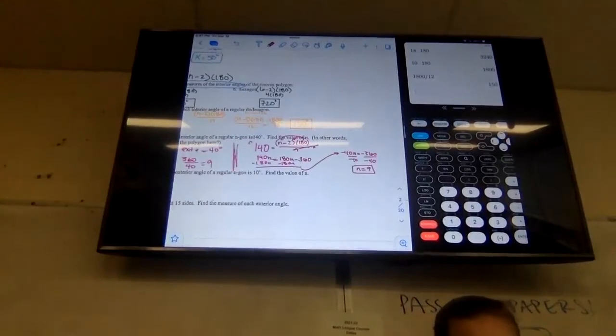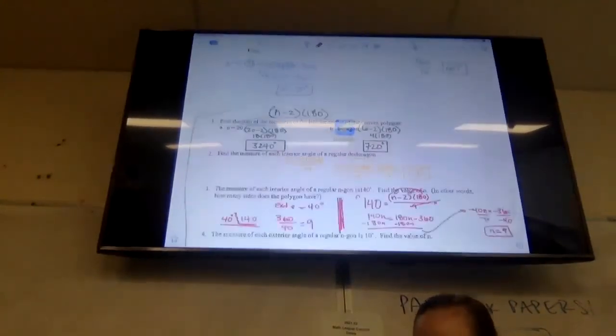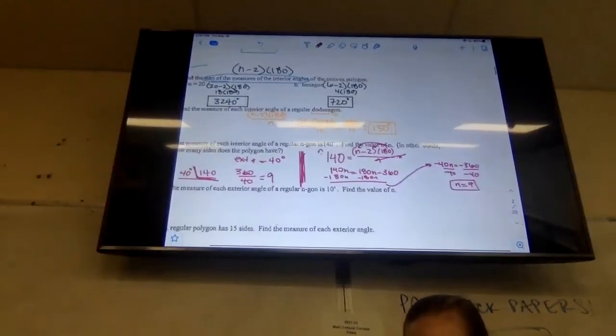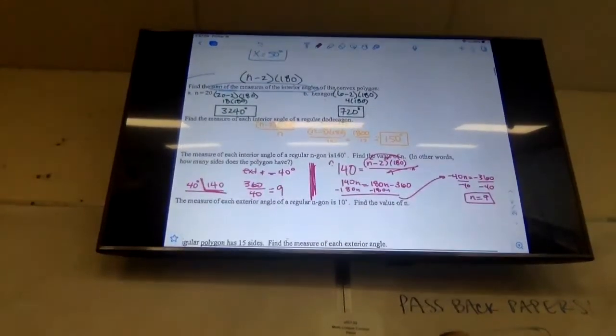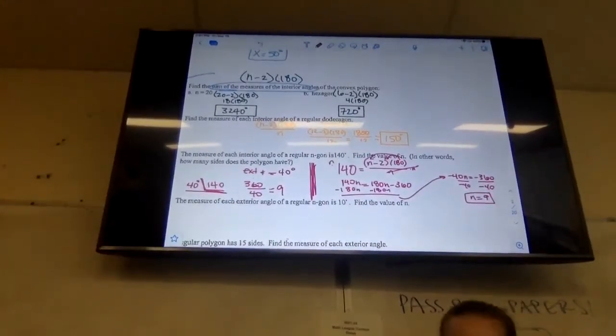So you could do it one of 2 ways. The easier way, I think, is figuring it out using the exterior angle, but you're also welcome to use the interior angle and use the formula we were using last time. Both of those methods are correct. The exterior angle might be easier.